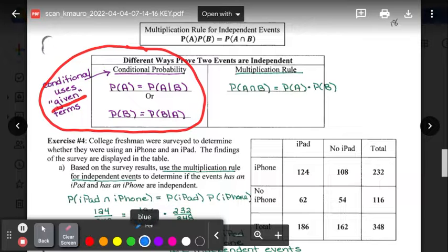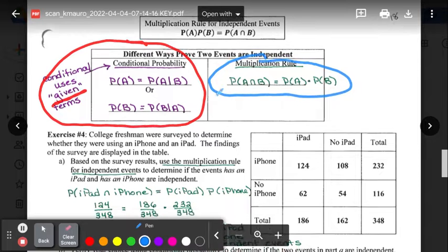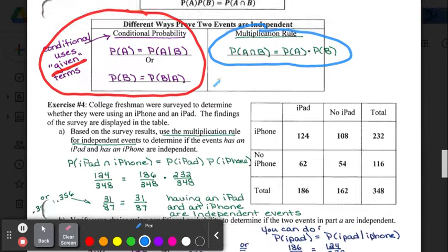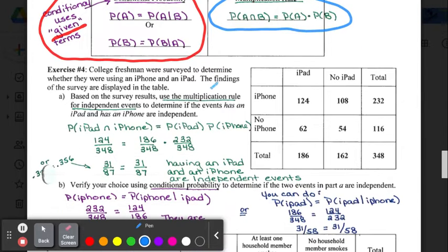Now the new way is called the multiplication rule, where the probability of both would equal the probability of A times the probability of B. Just like with conditional, if those things match, then the two events are independent. So let's take a look at exercise number 4.